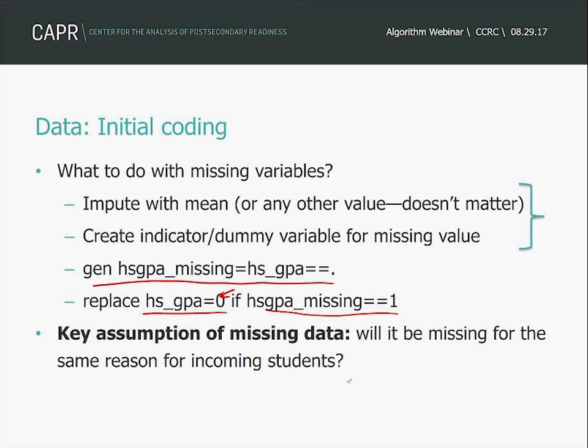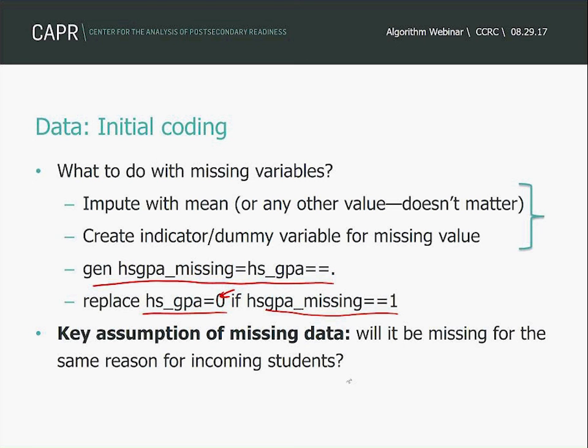So there is one key assumption with missing data that's really important to highlight here. And this actually is a bit of an issue for us in the placement study as well. One key assumption of missing data is that it will be missing for the same reason for incoming students. So let me give you an example of where this might hold and how it might not hold.